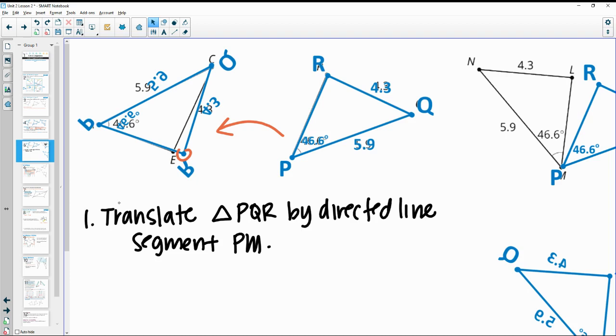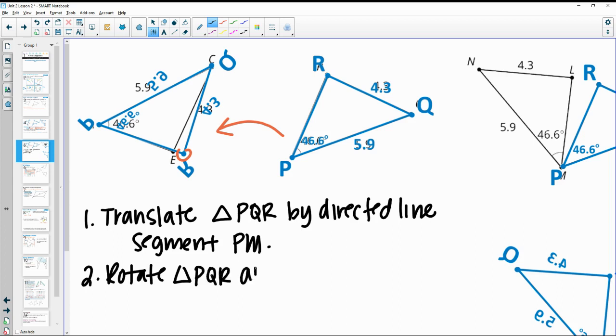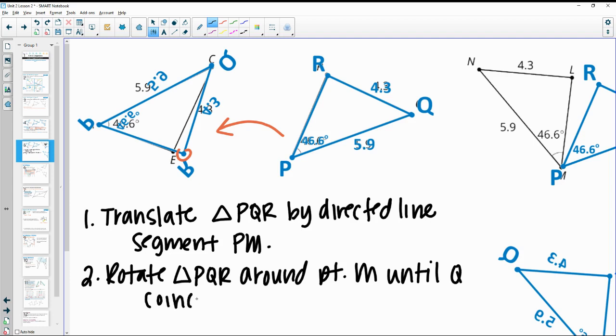So then once I've done that, once I get this triangle over here, then I'm going to be able to rotate. Okay, so now I want to rotate to get another set of points to match. So then we're going to rotate triangle PQR around point M until, and then we can do R goes to L, but I'm actually going to do the one that's sitting out there. I'm going to go Q to N so that this triangle comes all the way around. So until Q coincides with N.